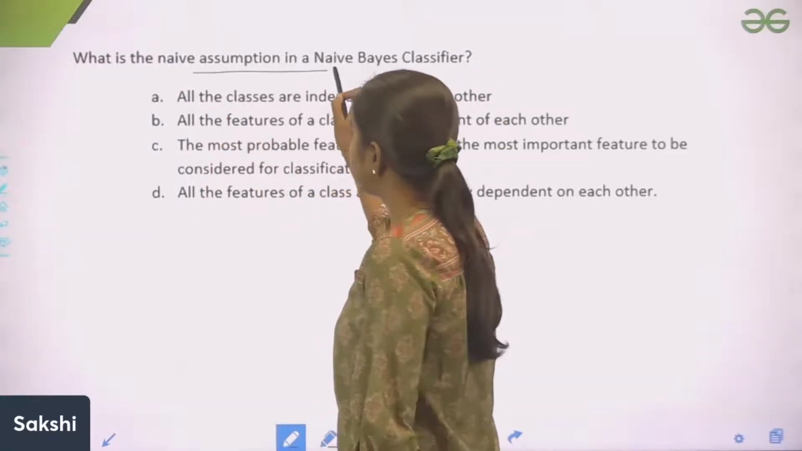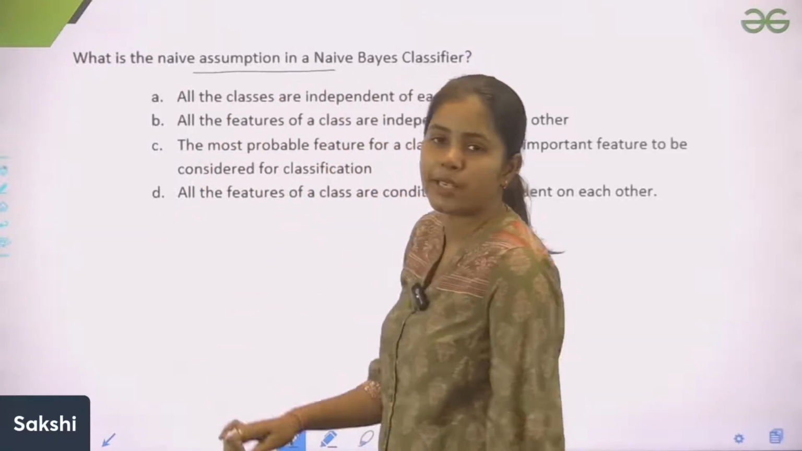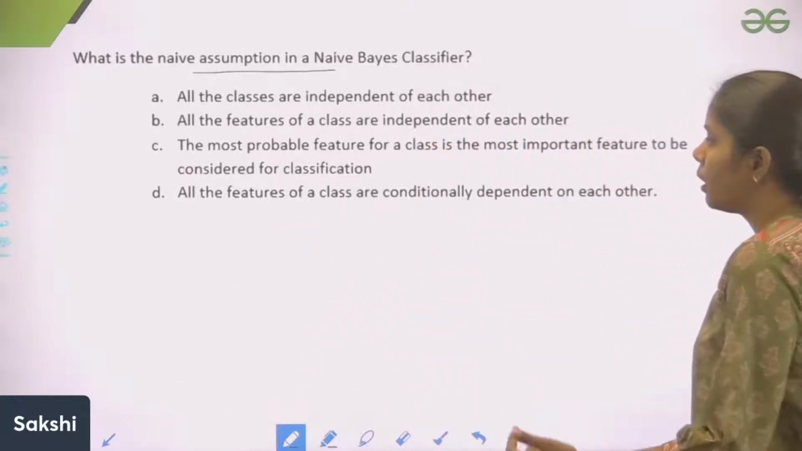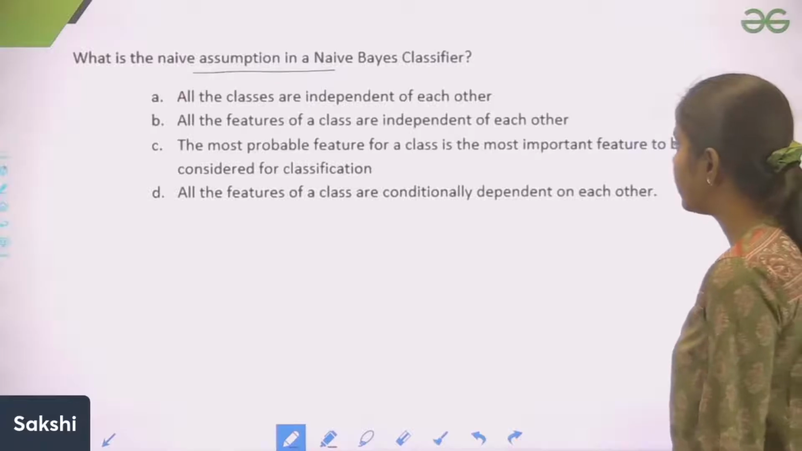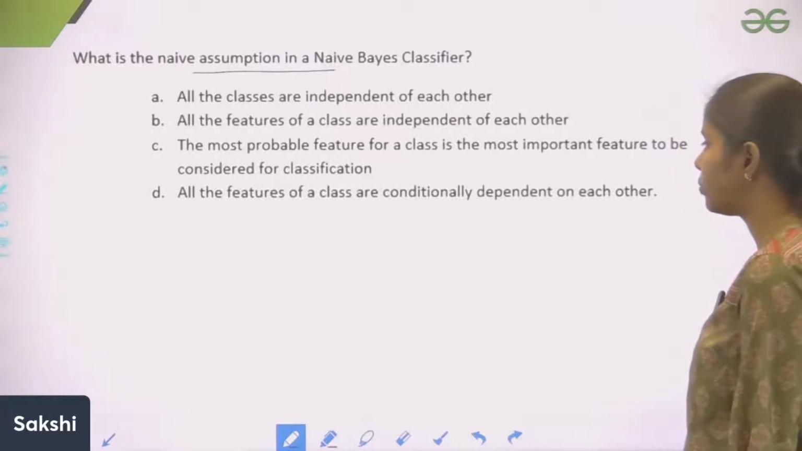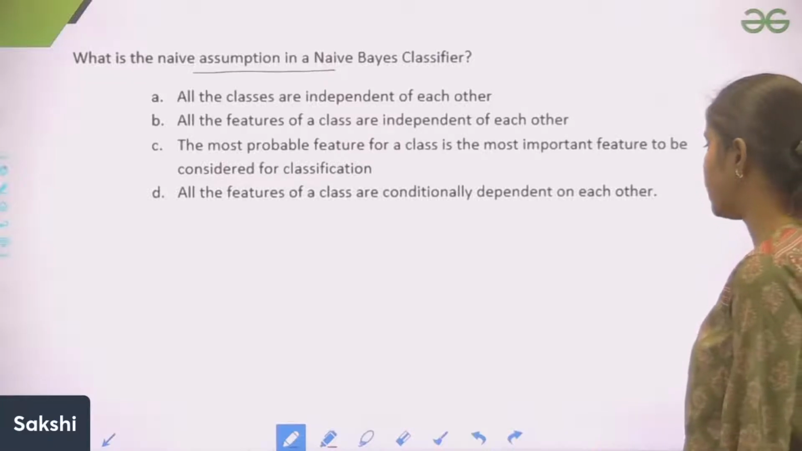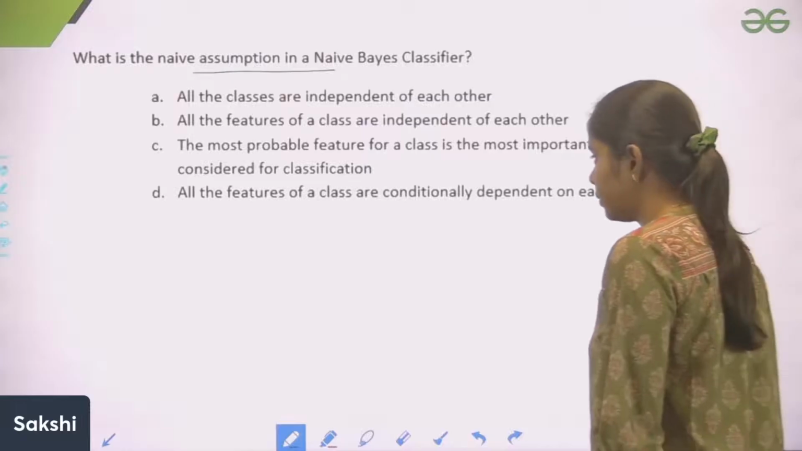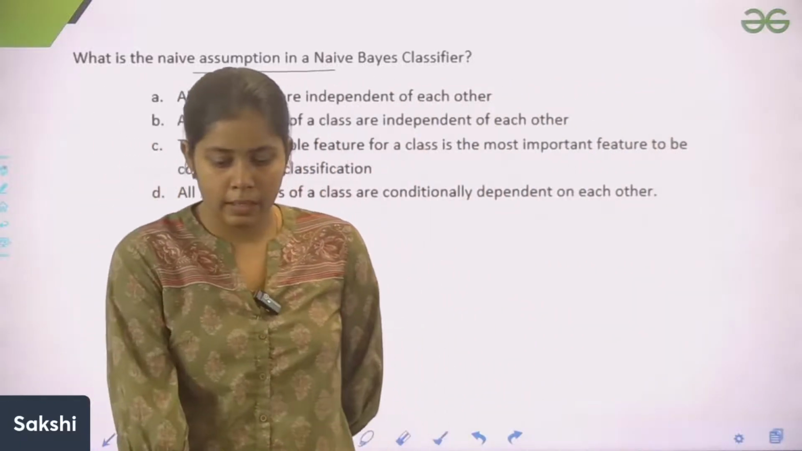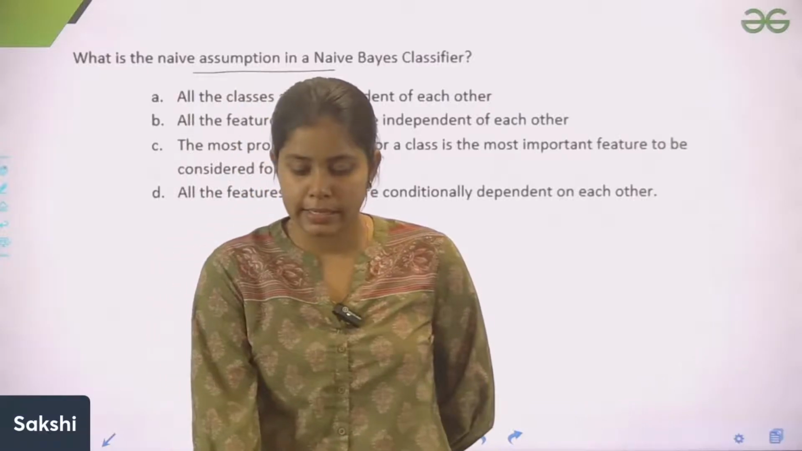They are asking what is the innocent assumption we have taken in the naive Bayes classifier. The options are: all the classes are independent of each other; all the features of a class are independent of each other; the most probable feature for a class is the most important feature to be considered for classification; all the features of a class are conditionally dependent on each other. Tell me guys, just tell me what would be the answer here.